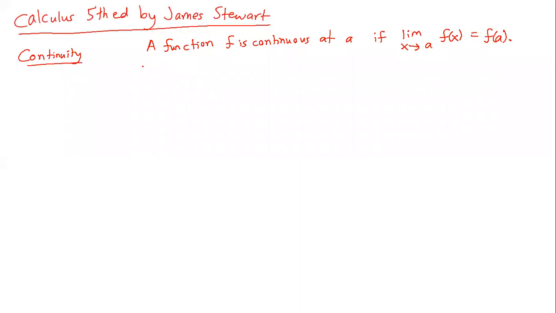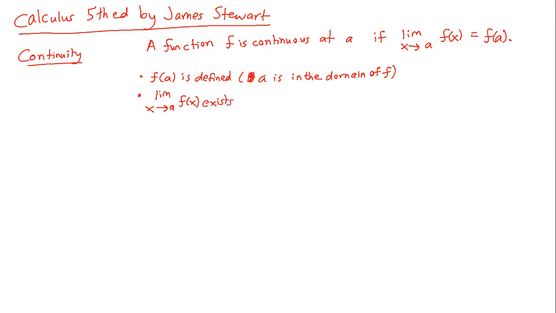This implies not only this last statement, but it also implies that f of a is defined, so that a is in the domain of f. And it also implies that the limit as x goes to a of f of x exists. That's implicit in assuming that f of a is there and that it's equal to this limit. So what this essentially says is relatively important.